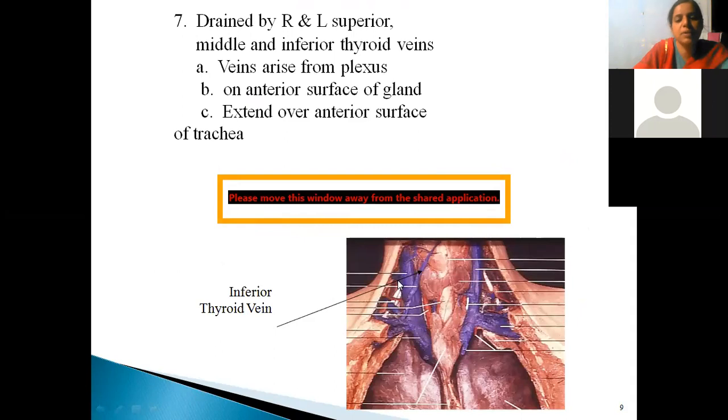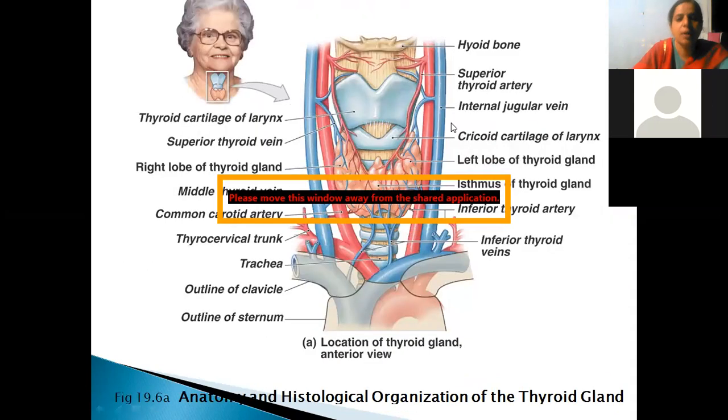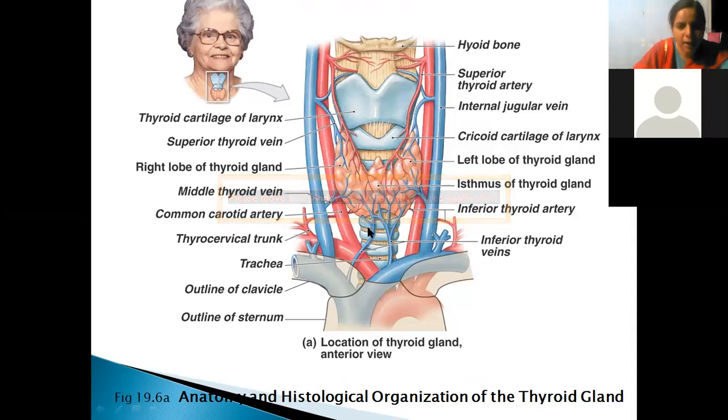Now coming to the venous drainage. Venous drainage itself can be a 2 marks question. Again, this picture will help you to understand. The thyroid gland will have three sets of veins. This is the superior thyroid vein, this point is the middle thyroid vein, and this point is the inferior thyroid vein.